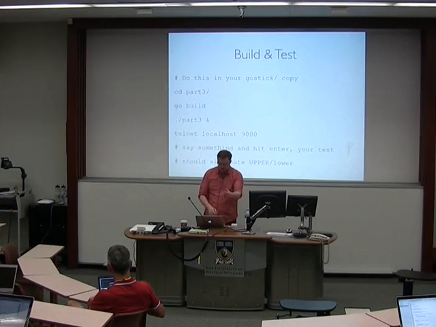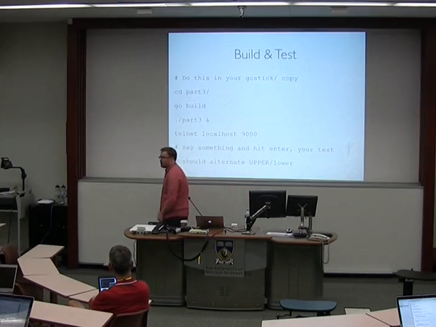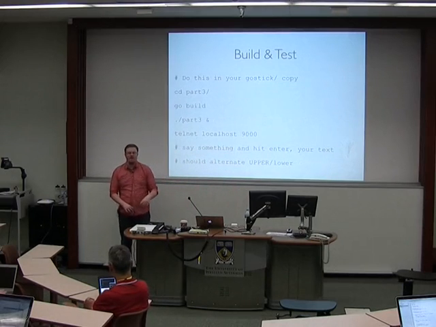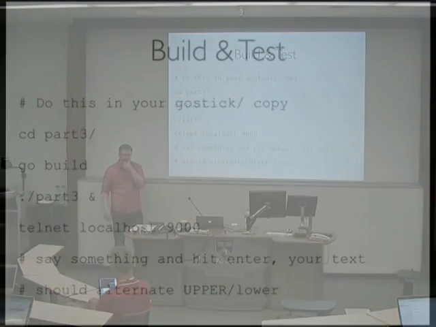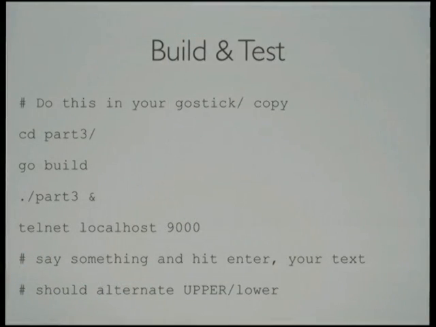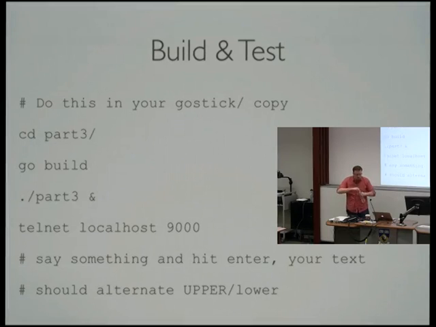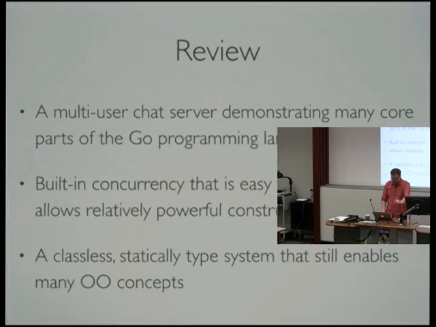So we can build and test this. If you have your part three directory, if you've been playing along, you've probably already done this. If you build it, you can telnet in, do multiple connections, and type things, and one will be uppercased, probably, one will be lowercased, probably. Hopefully that worked for at least a couple of you. And that's pretty much the example we have there.